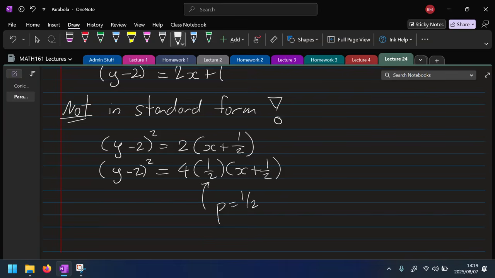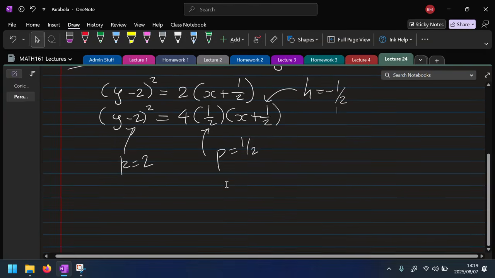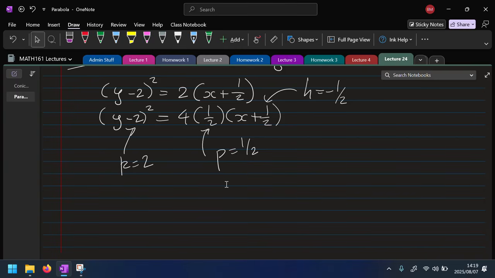And we see that it's shifted, so the y value is shifted up by 2, so k is 2. And x is also shifted to the left by a half. Okay, so that is shifted to the left. All right, so we have everything we need to find the vertices and the focal points and so on.